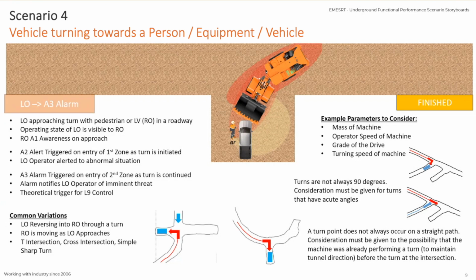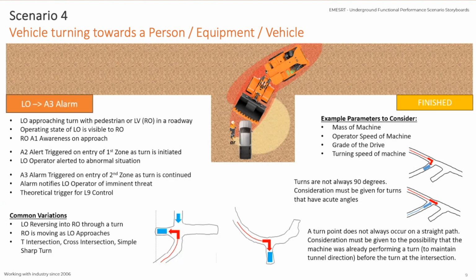And I've shown a nice clean T there, but it can also be a cross intersection or just a simple sharp turn. It can occur. If you've got a plain 90-degree left turn coming up, you could have another vehicle also wanting to perform that turn in the opposite direction. And you're really blind to that vehicle from a visual point of view until you actually start initiating the turn. So that needs to be considered as well.